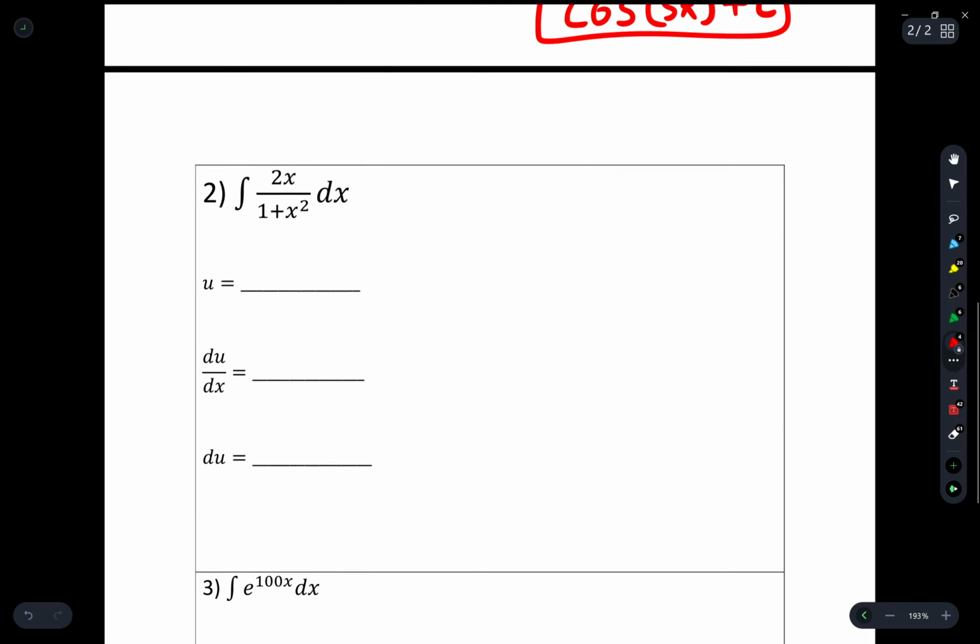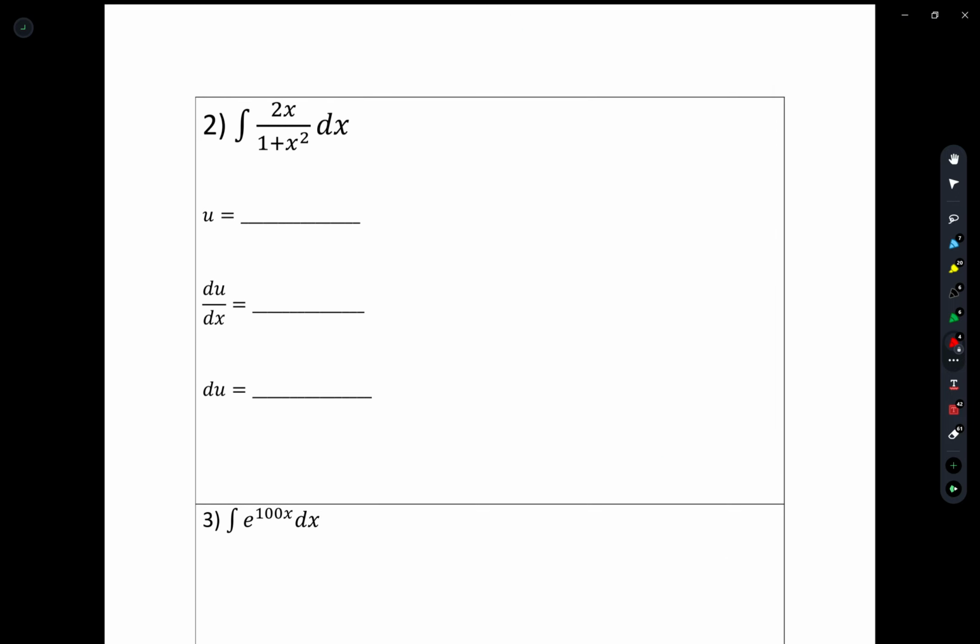Cool. So let's look here. Things look kind of crazy. You can look for that derivative here, you can see that 2x. We always want to pick a u, so we're going to pick our u to be 1 plus x squared. We take the derivative of that, and that's going to be 2x. We multiply both sides by dx, so the dx is coming off the denominator. This is going to be 2x dx.